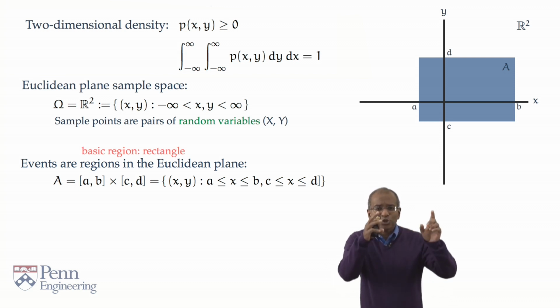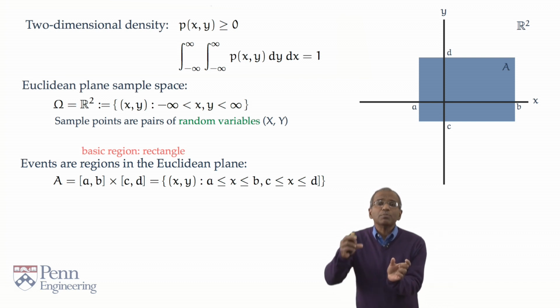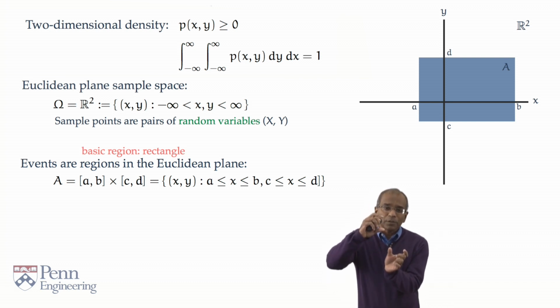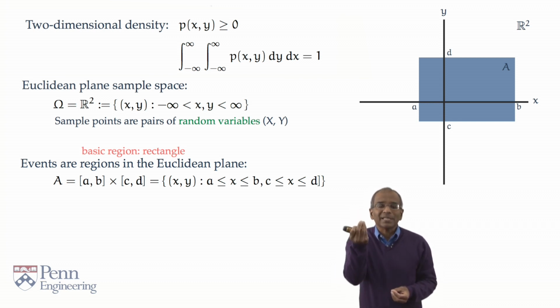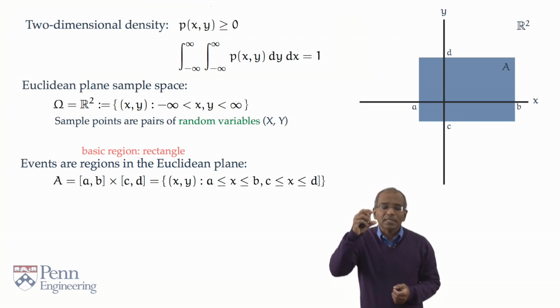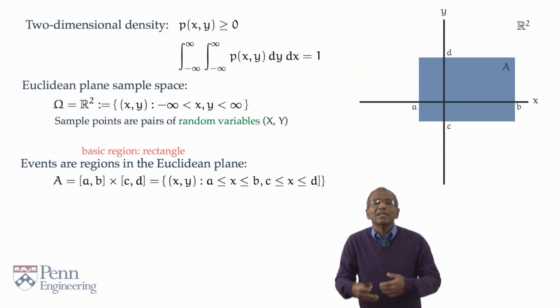We can describe it, of course, geometrically or algebraically as a Cartesian product of 2 intervals, which gives us all pairs of points x, y, where the first variable x lies in the first interval, the second variable y lies in the second interval. Now we want to go ahead and assign a probability to this. How do we go about doing this? Well, by very simply accumulating mass by integration.